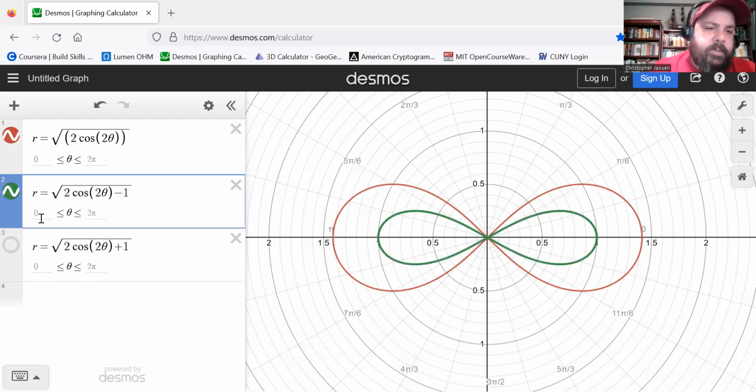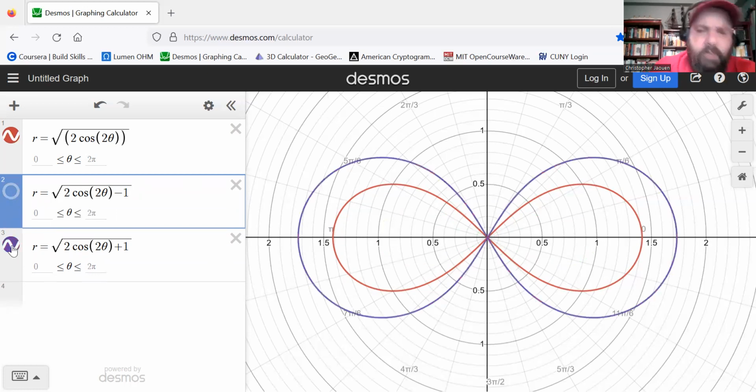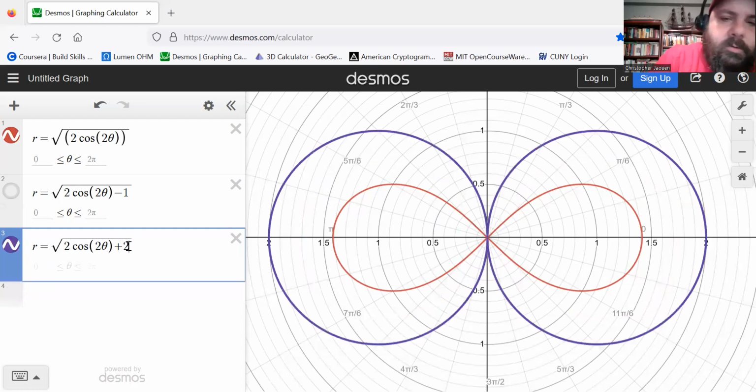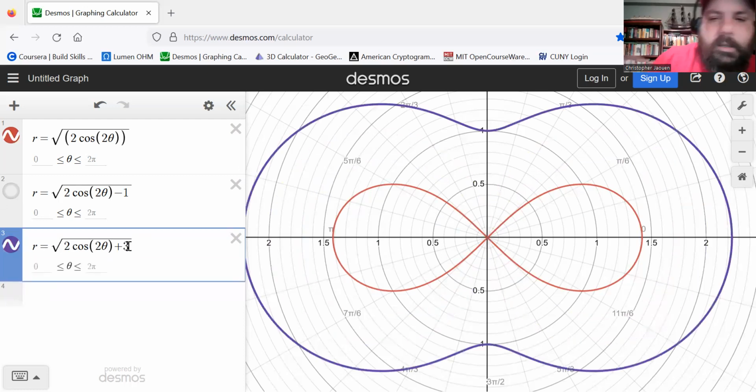Okay, and similarly, if b is greater than a squared, you get a curve that completely contains the other one. Oh, sorry, lemniscate, which completely contains the other one. So here, notice the constant I have here is +1. If you make it bigger, so 2, again, you get a bigger curve. 3, you get something that looks like this, and so on and so on.